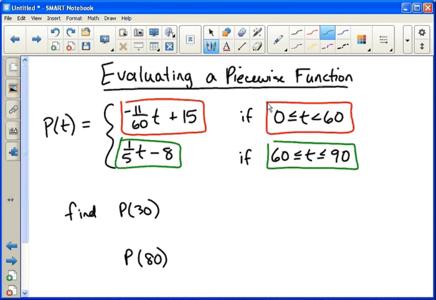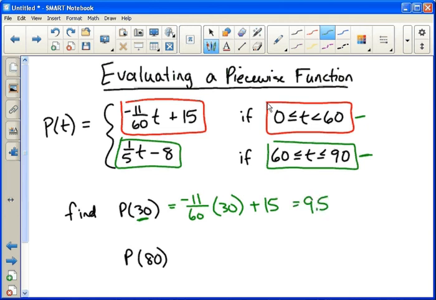So for this first one, p of 30, you have to come over here and say, okay, is 30 between 0 and 60, meaning this first one here, or is 30 between 60 and 90, meaning this second one here? Well, clearly 30 is between 0 and 60. That tells us we need to use the top equation, the one I've labeled in red. So we would take the 30 and plug it in for t. And then it's just a matter of doing that calculation. Negative 11 over 60 times 30 plus 15 would give you 9.5.